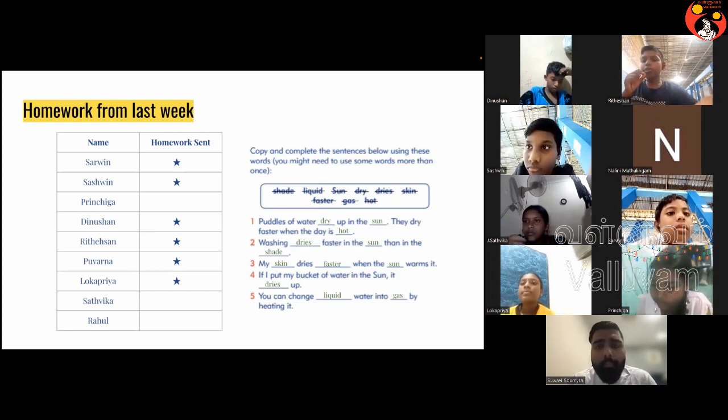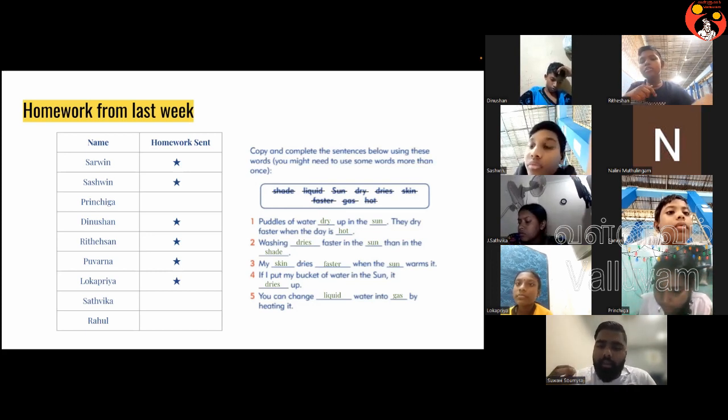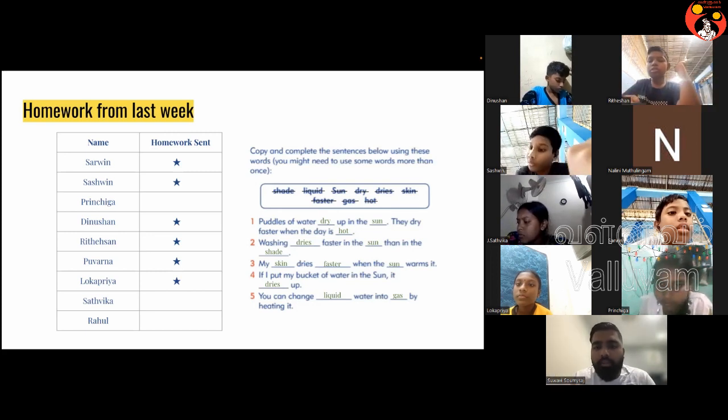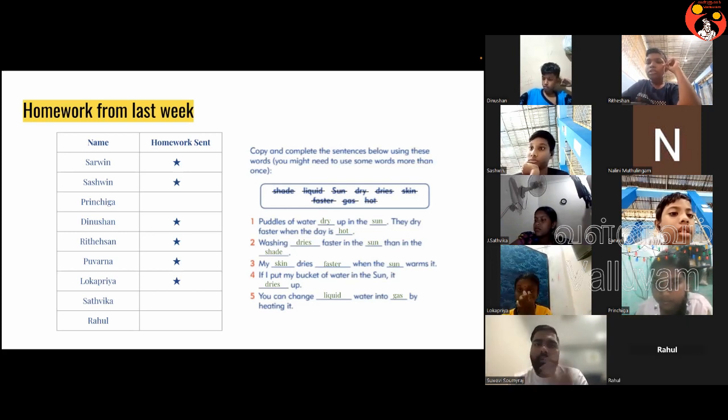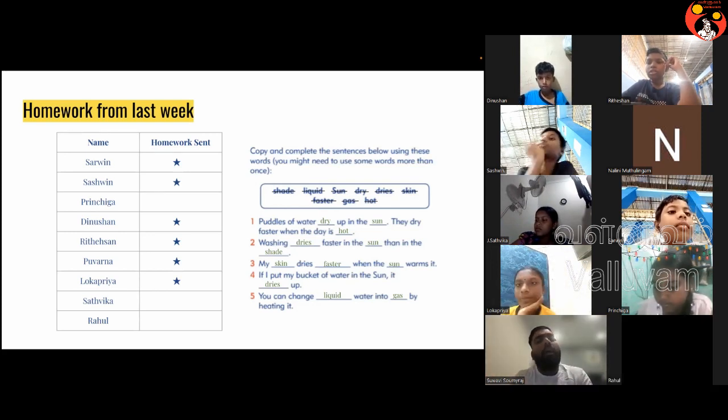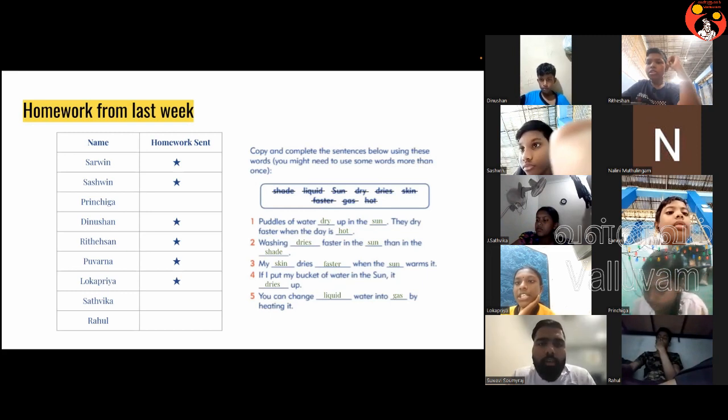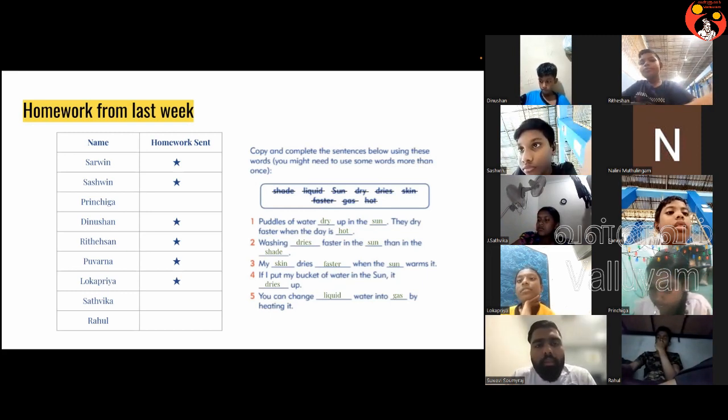Yes, I have some questions about it. Yeah, go for it. So when you say washing dries faster in the sun than in the hot, the sun and the hot kind of refer to the same thing, right? So you can't say it's happening faster in one side than the other if they're both very similar. How come you went with hot? What was your thought process there?